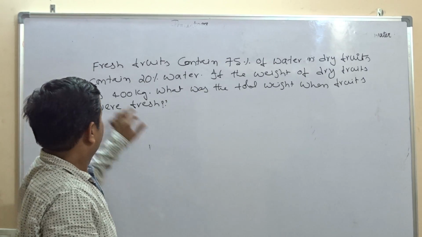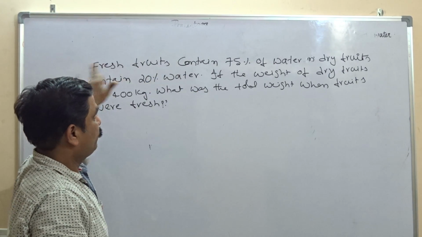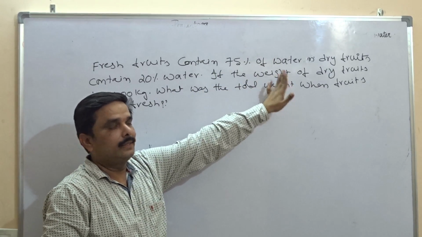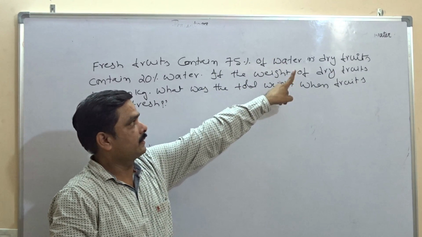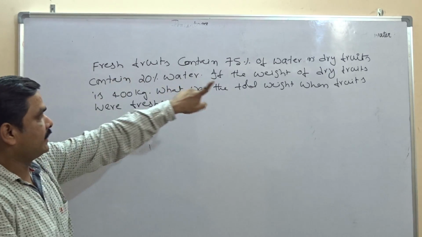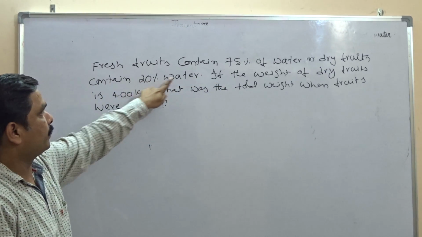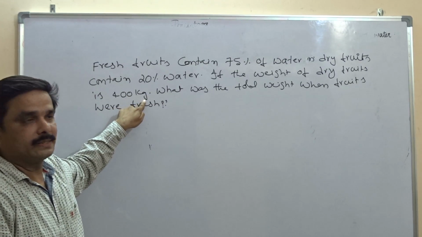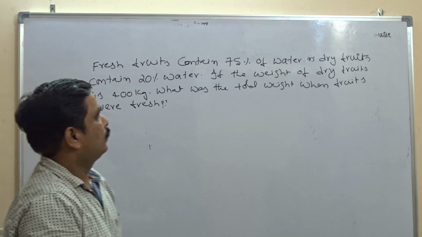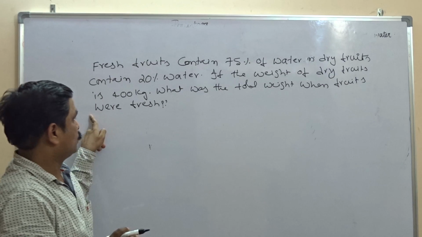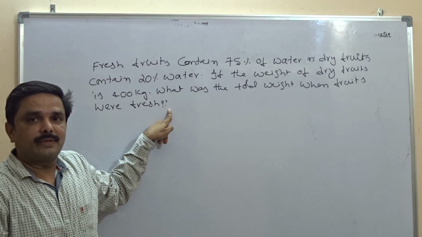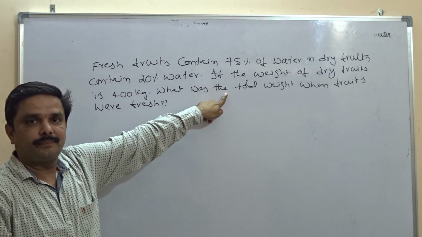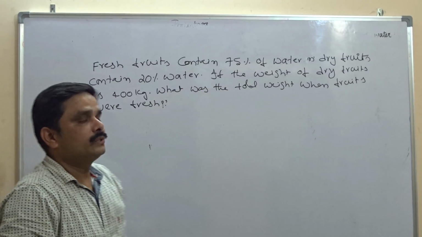The question says, a type of fresh fruit contains 75% water, and the same fruit in dry status contains 20% water. If the weight of the dry fruits is 400 kgs, then what was the total weight when the fruits were fresh? Just go through the question. I hope you understood the question. Now, let us go for the solution.